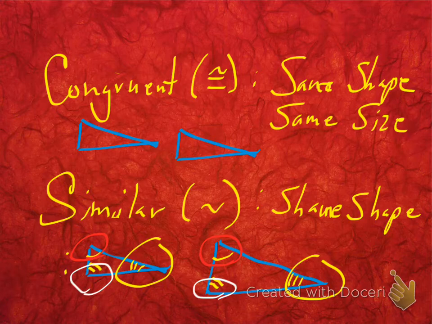Now, Kevin and I were talking about what we can say about all squares. Now, think about squares. Think about the shape of a square.